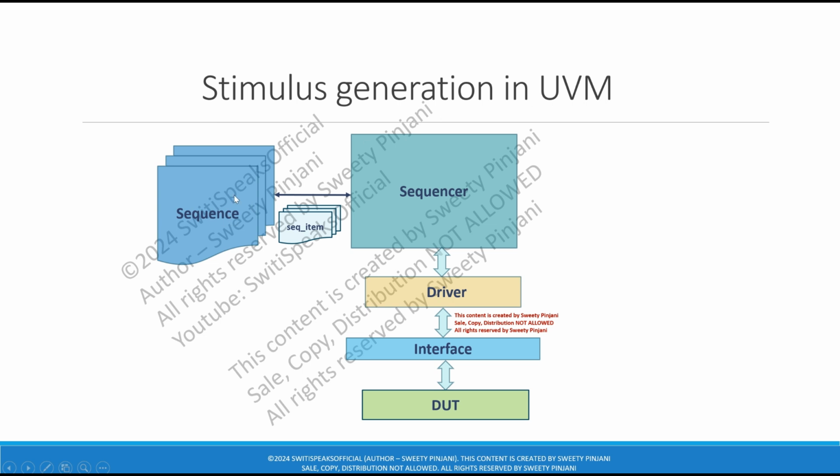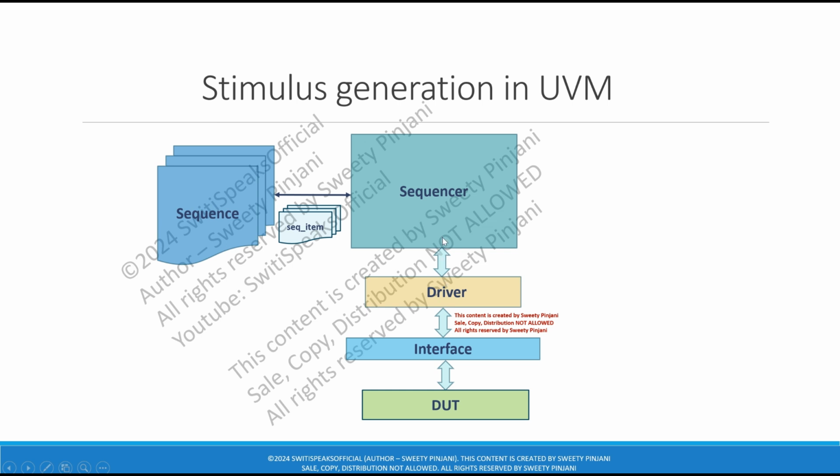Let me explain it to you from the starting with the sequence now. A sequence can be of various types. For example, to do reset, we'll have a reset sequence. To do write, we'll have a write sequence. To do read, we'll have a read sequence. And this sequence communicates to your sequencer with the help of a sequence item. Then your sequencer will give those details to your driver.